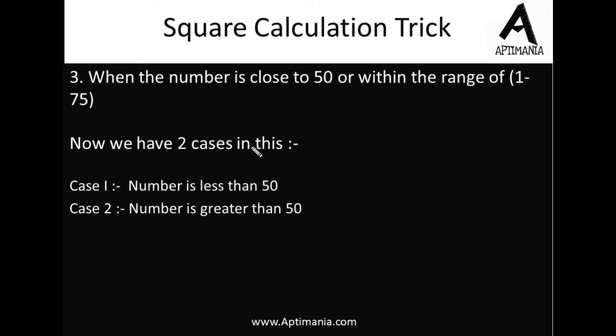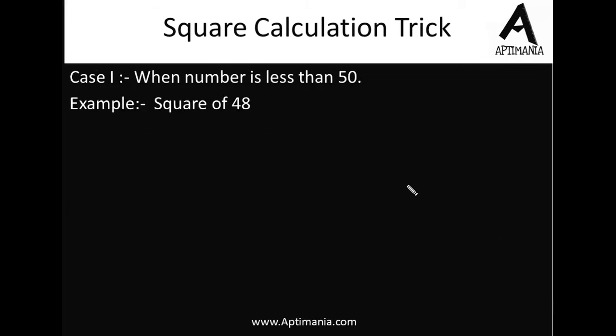Now we'll check the trick for the numbers within the range of 1 to 75. Right? Now again we'll have 2 cases. We will be taking 50 as base in these questions. First, when the number is less than 50, and second, when the number is greater than 50. Right? So, case for when the number is less than 50. Suppose the number is 48, we need to calculate the square of 48. The method will be almost the same, right? Since we are taking 50 as base in this case, we'll check the difference of this number from 50. So, 50 minus 48 is 2.